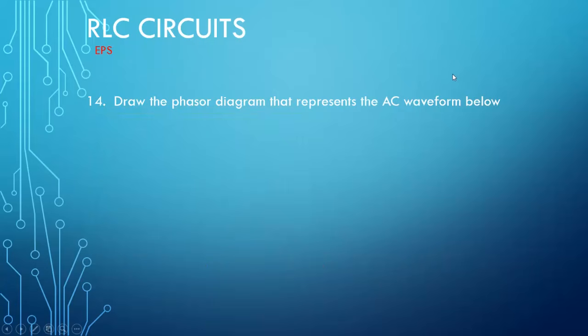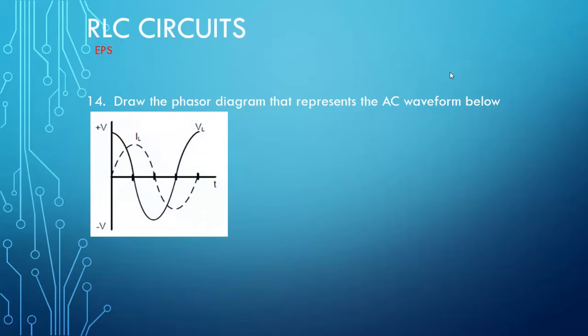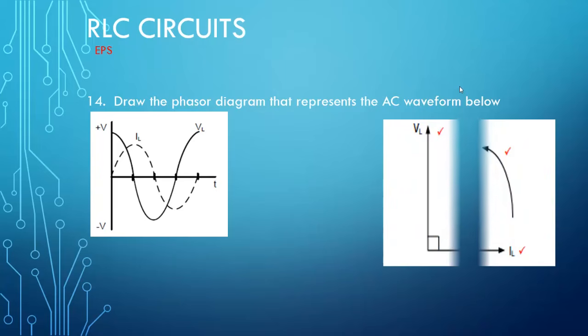Draw the phasor diagram that represents the AC waveform below. This question is saying look at the diagram and draw the vector diagram or the phasor diagram for the lagging or leading. Use the same explanation as I did before. Notice that VL leads IL by 90 degrees.